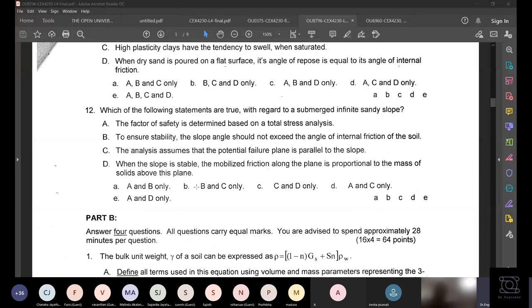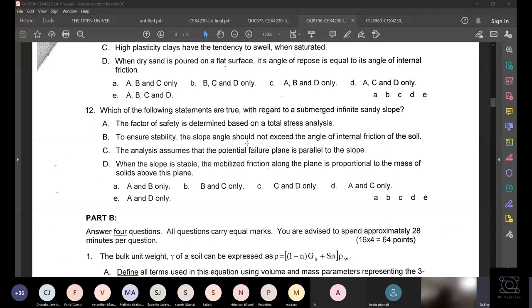The analysis assumes that the potential failure plane is parallel to the slope, right? We do assume this one. There is an assumption like this. So B and C are correct, right? We'll see the last statement also.